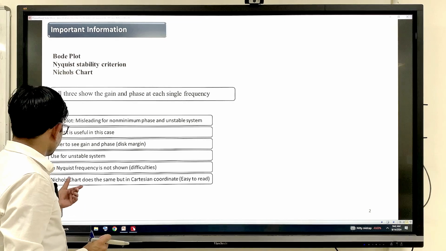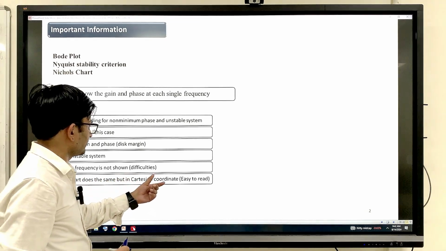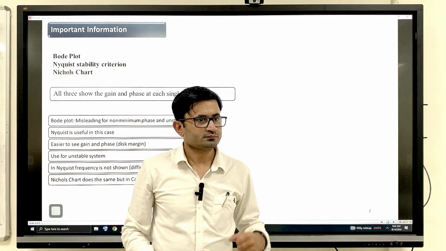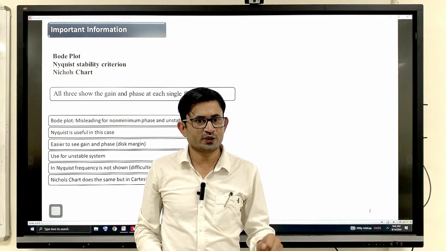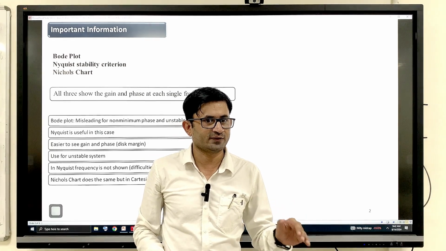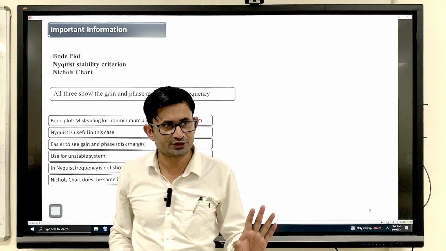And what the Nichols chart does is the same, but in a Cartesian coordinate and easy to read. See, generally we have a habit to see in a Cartesian coordinate, right? So in a Bode plot, if you remove the frequency and you plot the gain and phase, then you get this Nichols chart, easy to read.